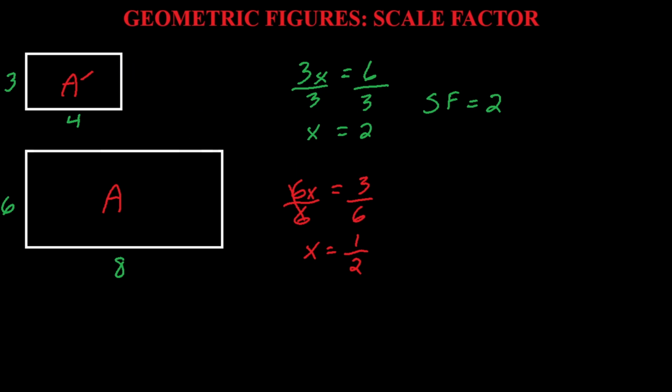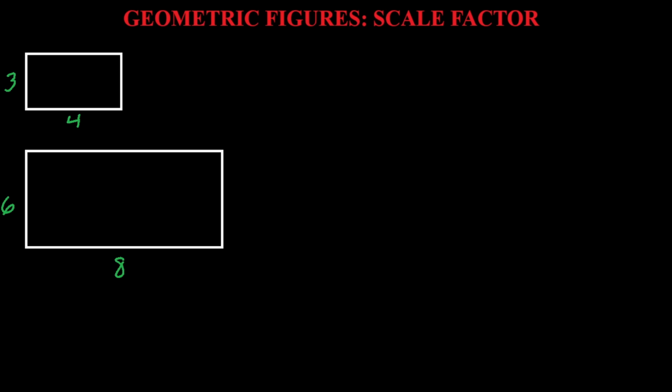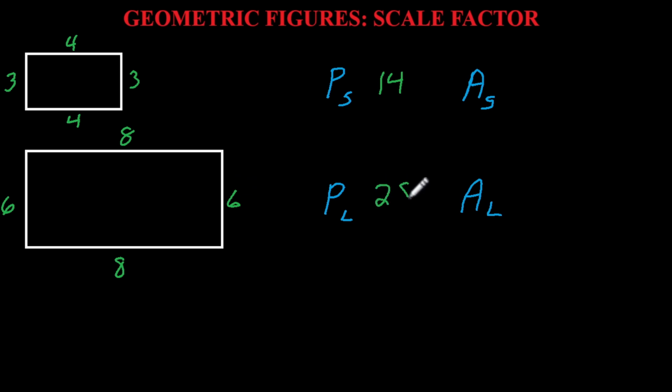Since we already have the two figures already drawn, let's take a look at perimeter and area as it applies to scale factor. So for the perimeter of the smaller one, we'll fill in all the sides here. For the perimeter of the smaller one, we have 4 plus 4 is 8, plus 6. 8 plus 6 is 14. The perimeter of the larger one is 16 plus 12, so that's 28. Now, we notice that the perimeter of the smaller one times the scale factor of 2, that 14 times 2 is 28.